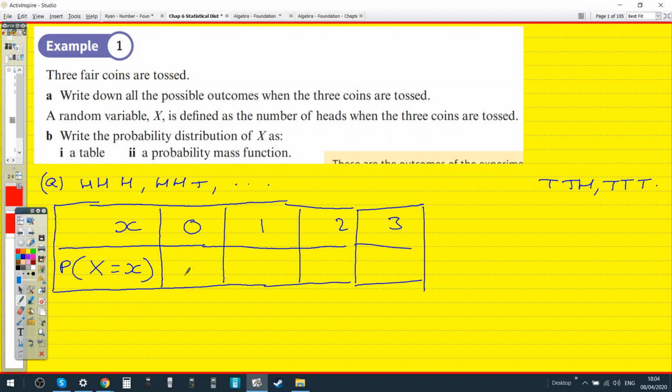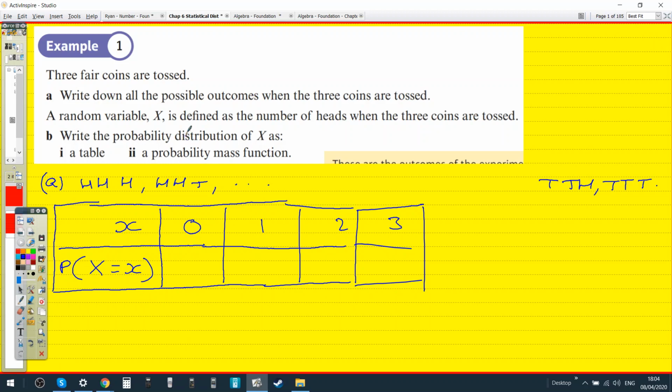What's the probability it lands on heads 0 times? That means it lands on tails 3 times. Probability. One out of 6.